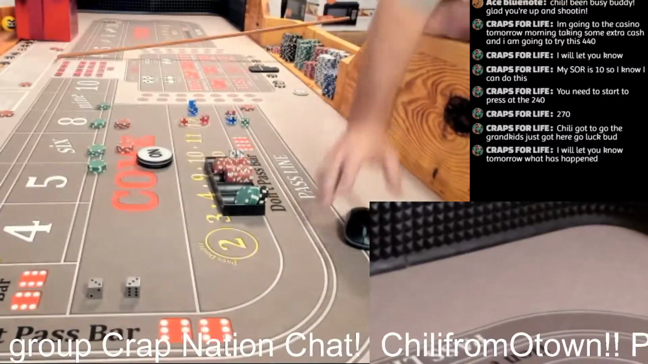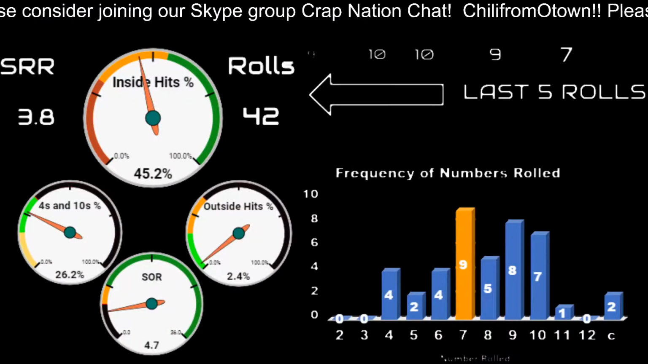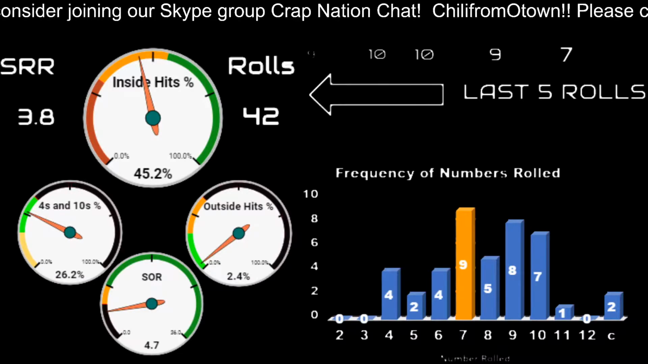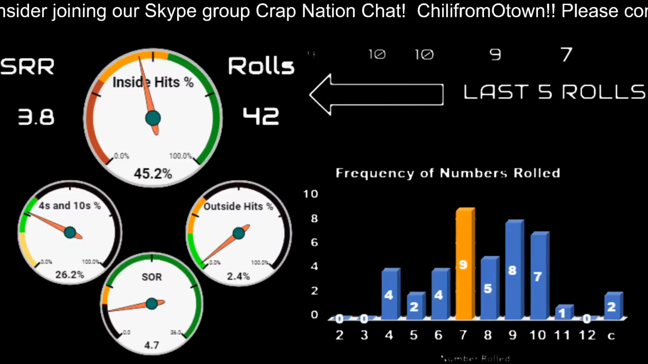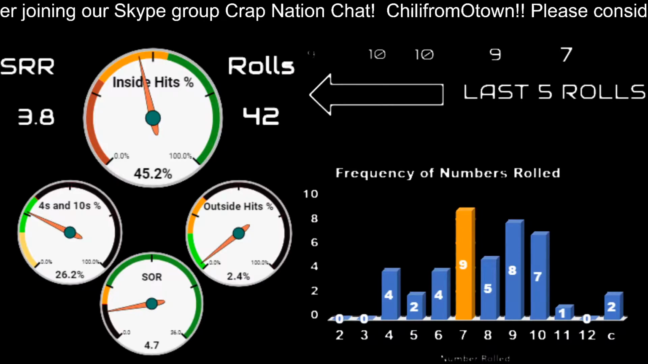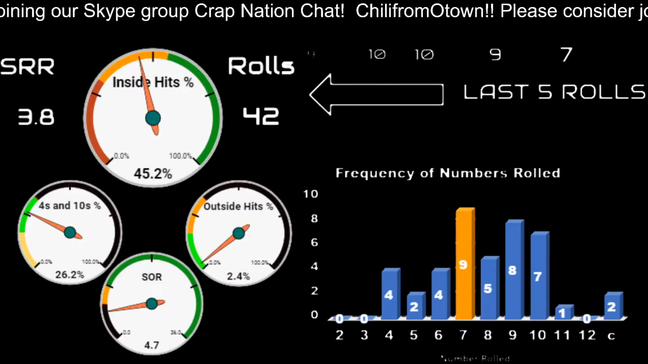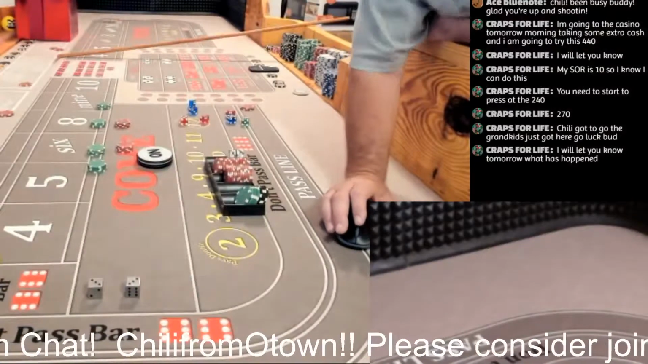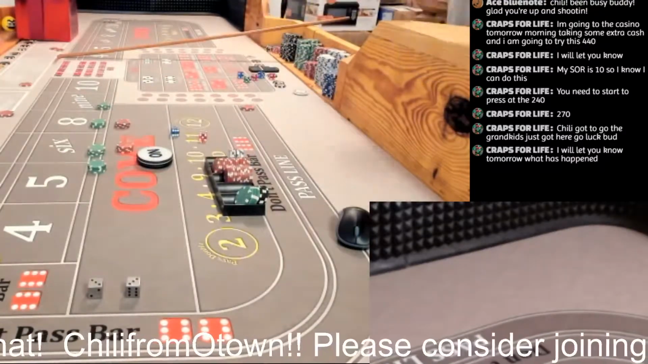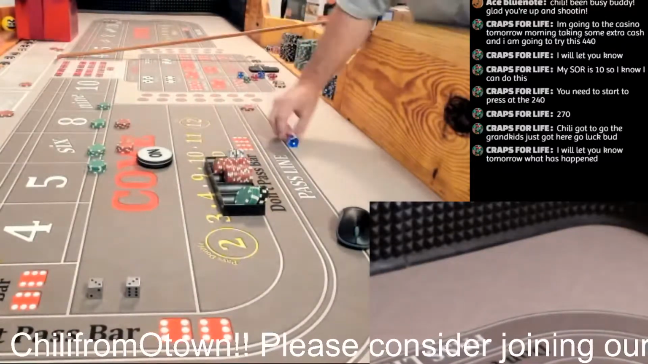Let's take a look at the stats. I know SOR is something. 4.7 SOR, so actually the last throw we brought it up a hair, but it still sucks. The 7 is giving us the middle finger. Look at that, we have 9 seven-outs out of 42 rolls. Since we had 2 come-out 7s, our SRR is even below 4. So it is what it is, but we're up and on.